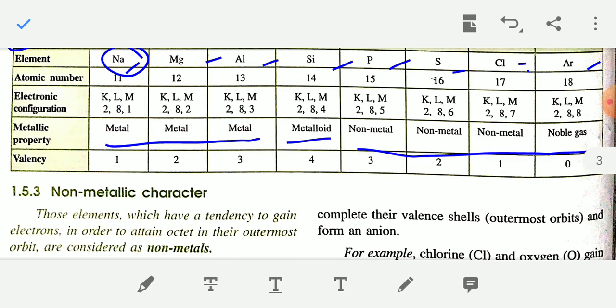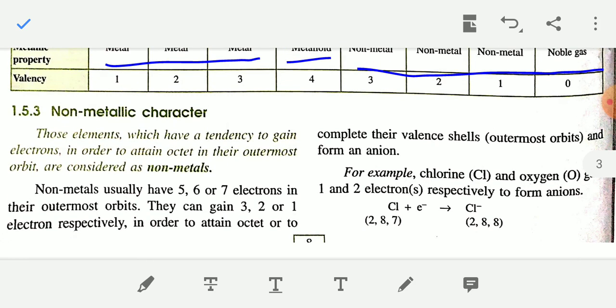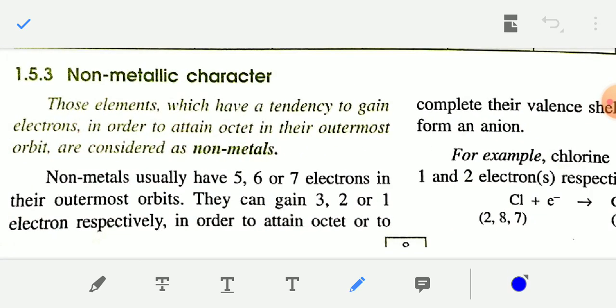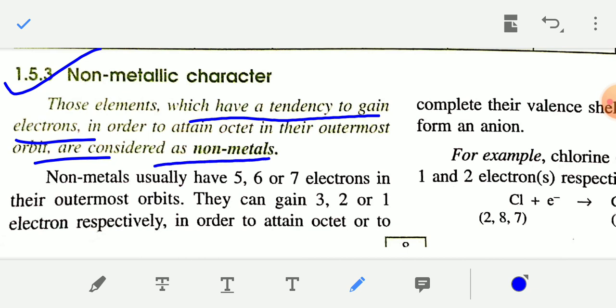Now see, non-metallic character is just the opposite of metallic character. The elements which have a tendency to gain electrons in order to attain an octet in their outermost orbit are considered non-metals. So non-metals can gain electrons easily, and metals can lose their electrons. Generally non-metals have 5, 6 or 7 electrons in their outermost shell.